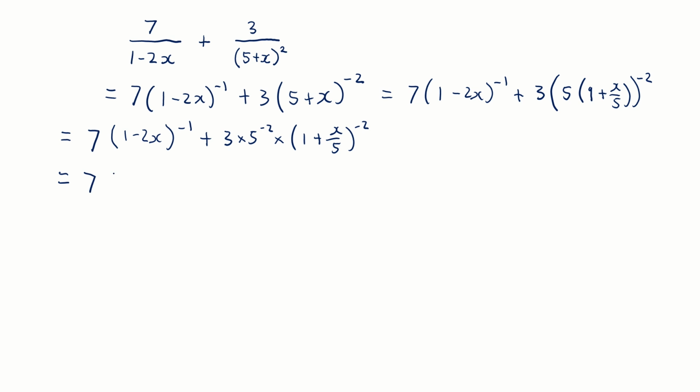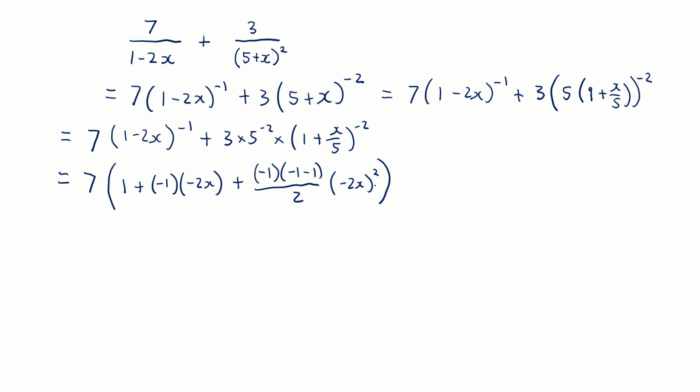So therefore we're going to have 7 lots of 1 plus n times by x, so our n is minus 1. Our x is not an x, it's a minus 2x, so that's what we're going to write there. Then we have n times by n minus 1, all divided by 2, lots of our x term, which is minus 2x, all squared, and that is that binomial expansion up to and including the x squared term.